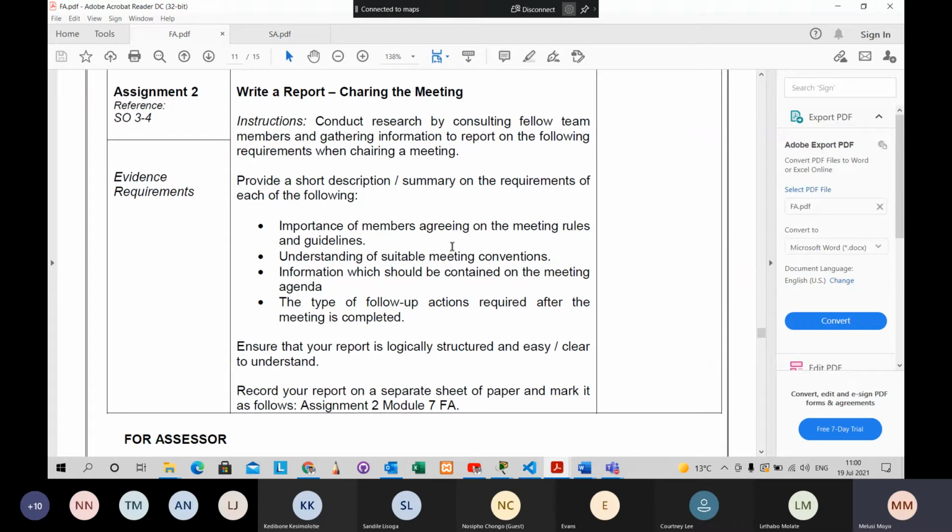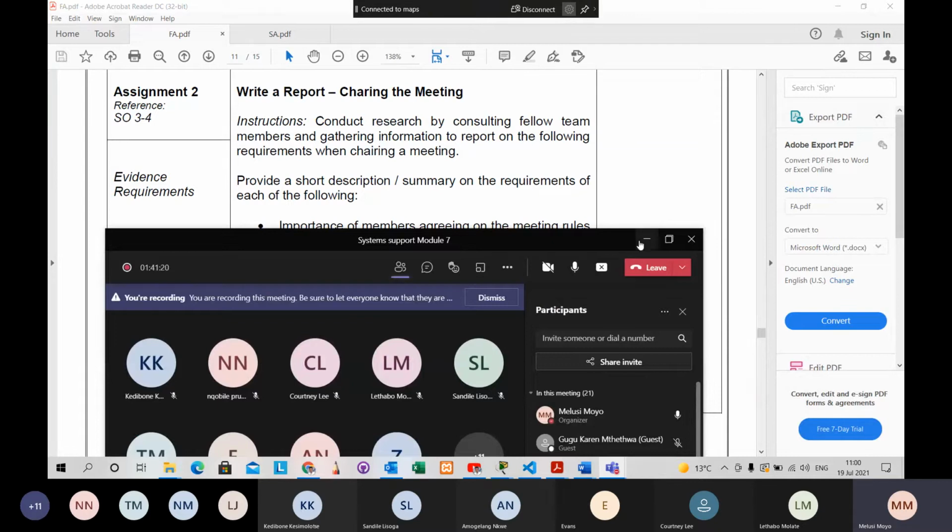So you just have to point out, just one page going through these, right? Importance of members agreeing on the meeting rules and guidelines. So maybe let's say if the members don't agree on anything, we might end up taking long in our meetings, right? Because everyone's still struggling to come up with or to agree to one point and stuff like that. So you're going to go through all of those points, right? And then submit your assignment.